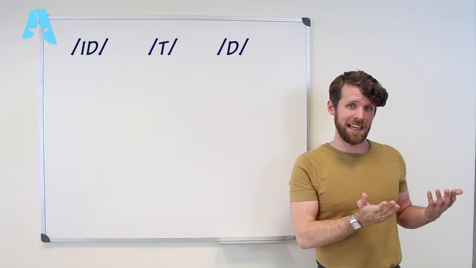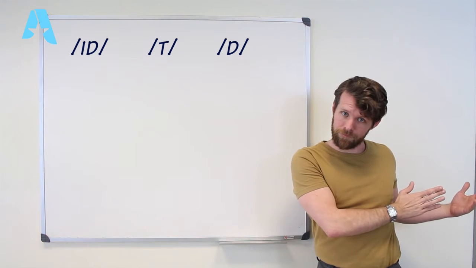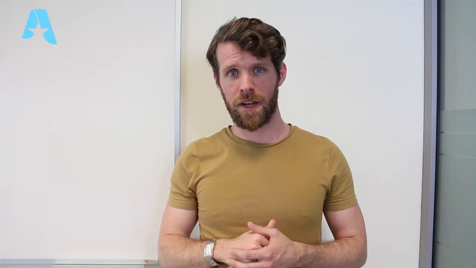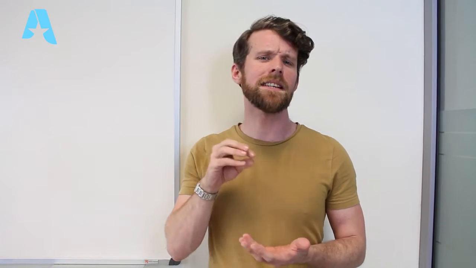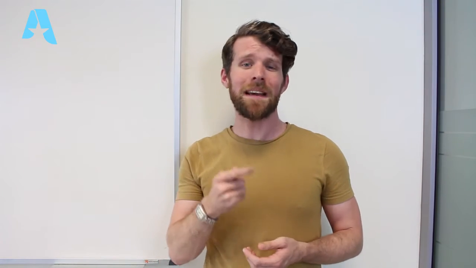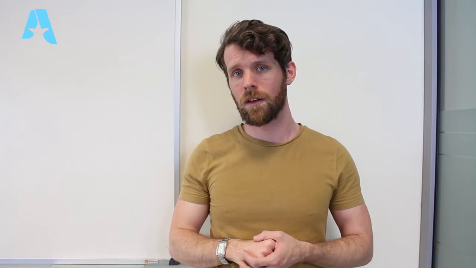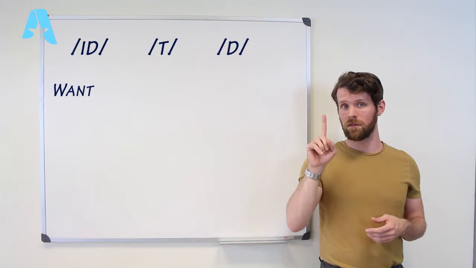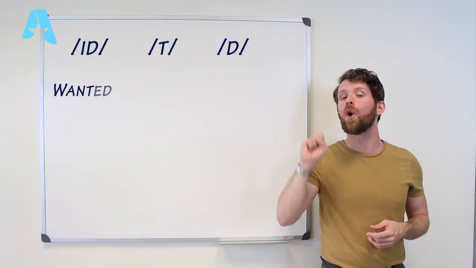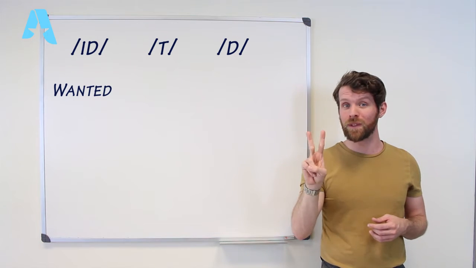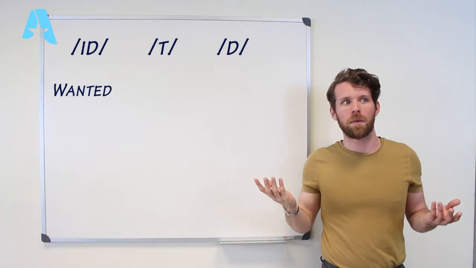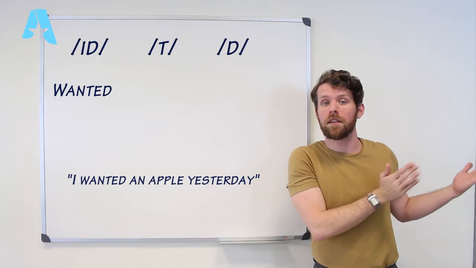So often this pronunciation is in the past simple. So let's look at the first category, id. And this is a simpler category because the id sound adds a syllable to each verb in this category. Want, one syllable, becomes wanted, two syllables. For example, I wanted an apple yesterday.